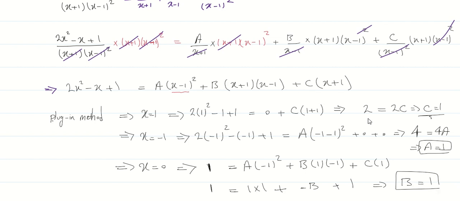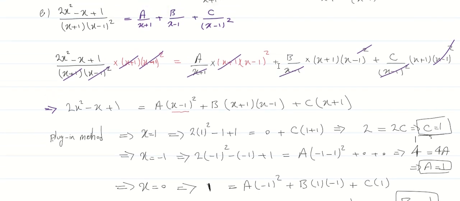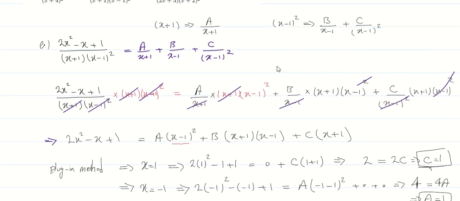So now we could finally get our A, B, and C value. We can go to the top and write this as equal to 1 over x plus 1 plus 1 over x minus 1 plus 1 over x minus 1 squared.